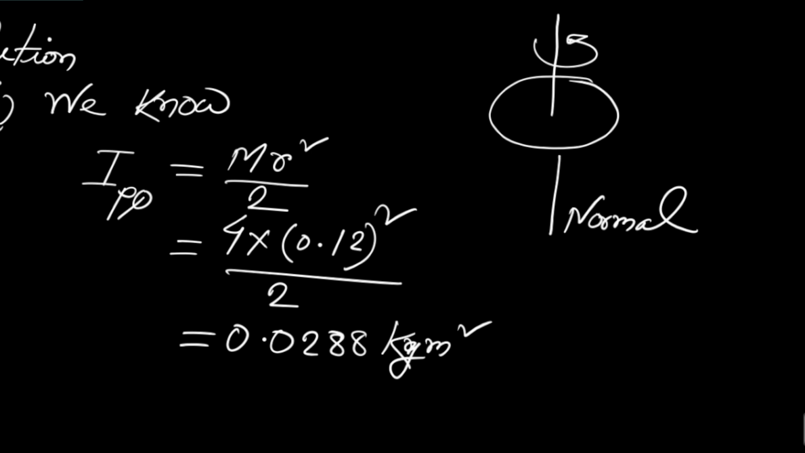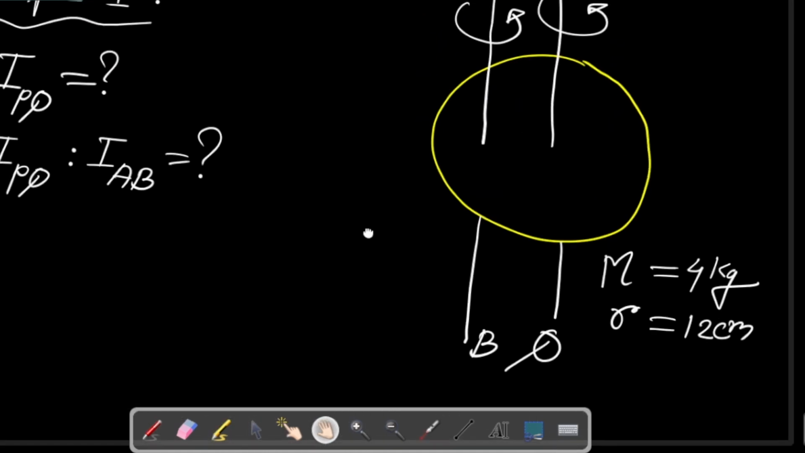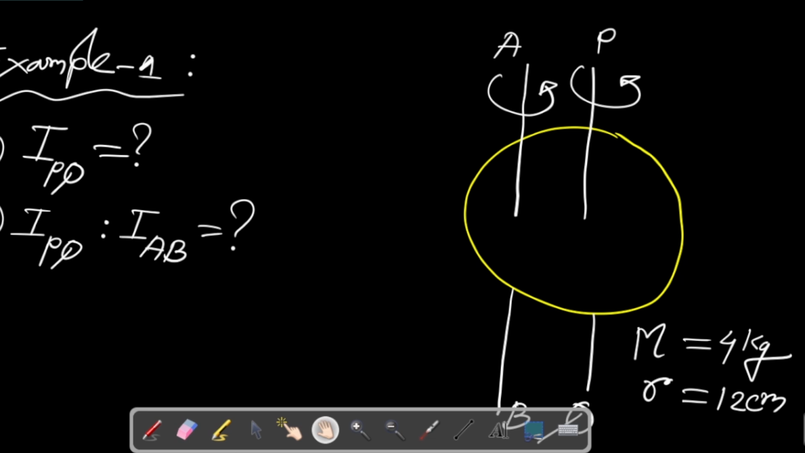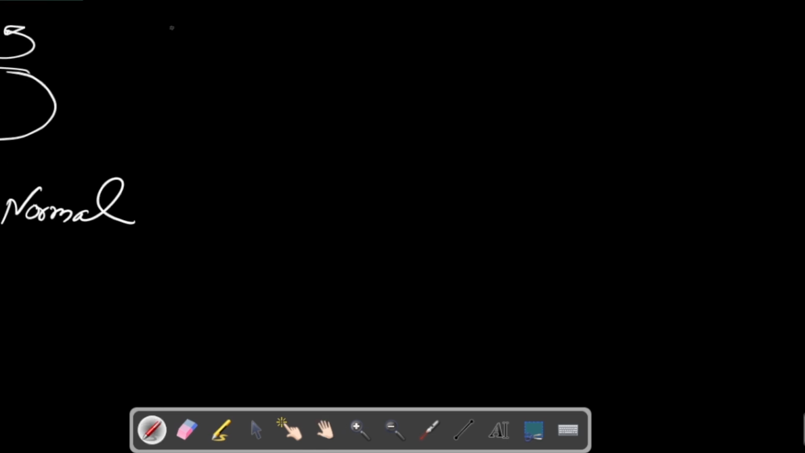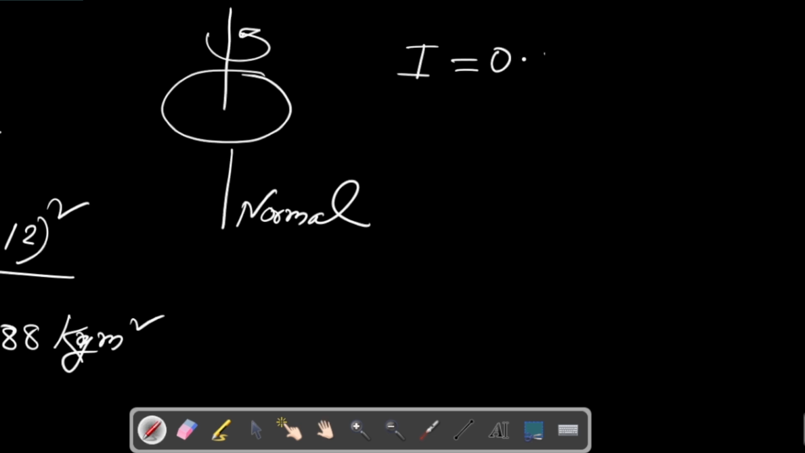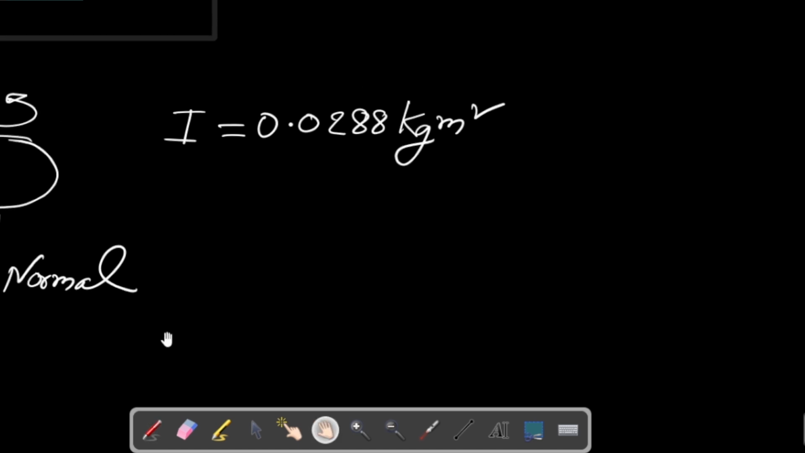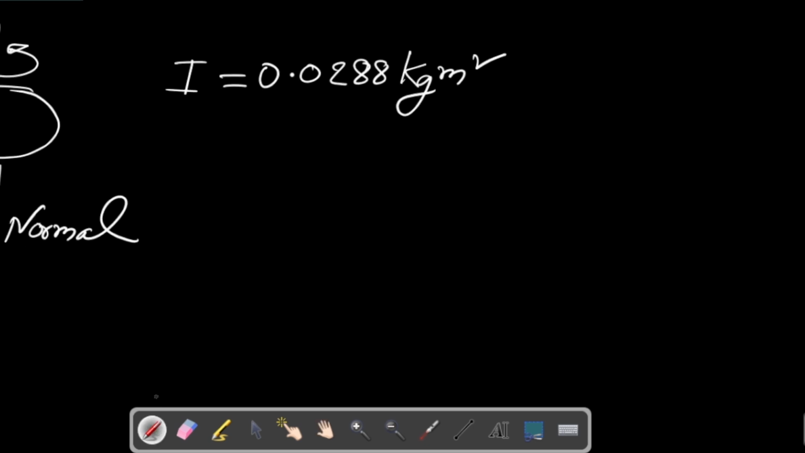My dear students, I think all of you clearly understand. Now I try to add another problem with this. Our problem is I equal to PQ. So if this disc rotates this way, then the moment of inertia will be I equal to 0.0288 kg meter square. My dear students, I give you another problem here. I just add some problems so that you will clearly understand.